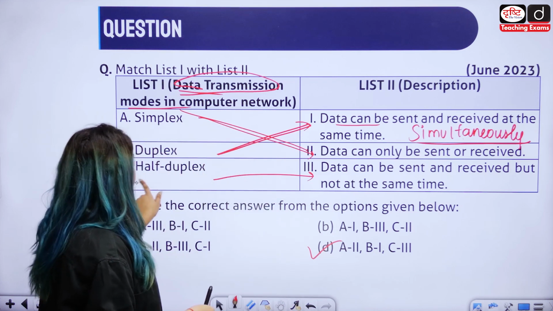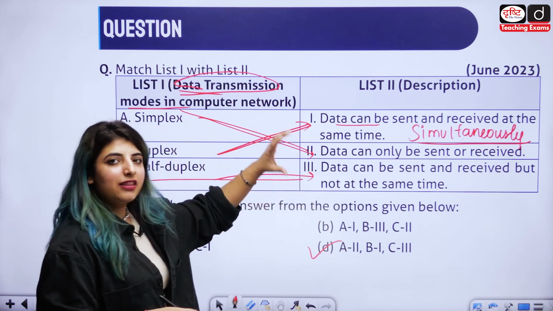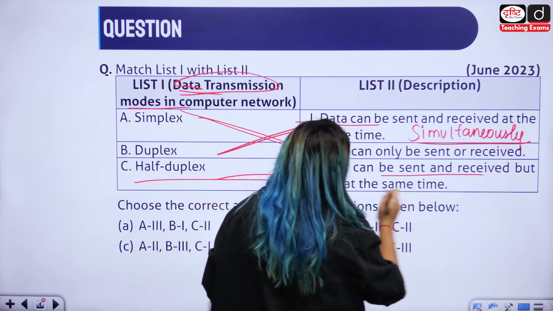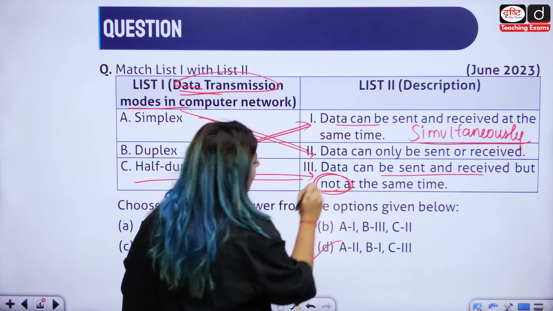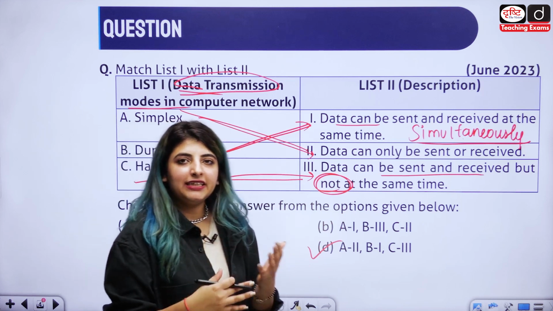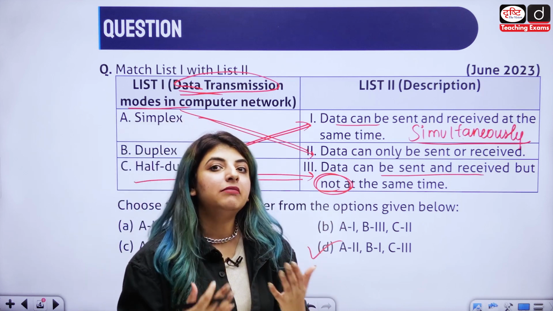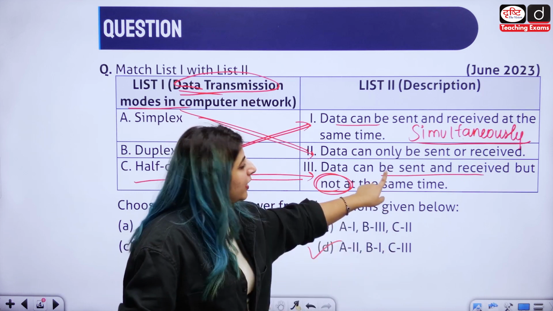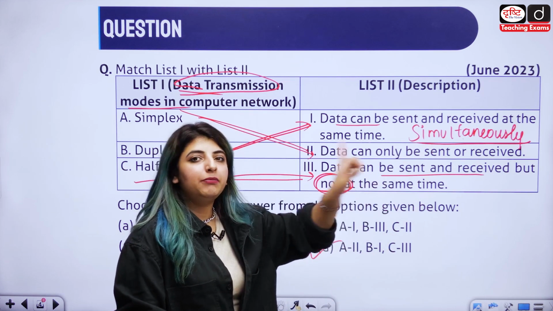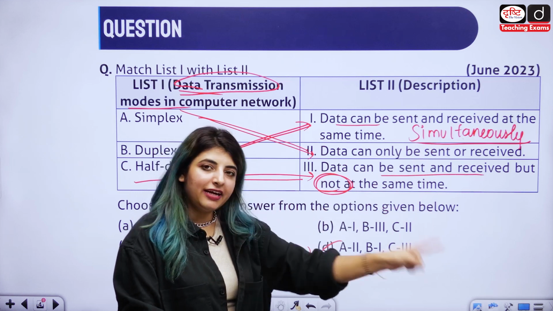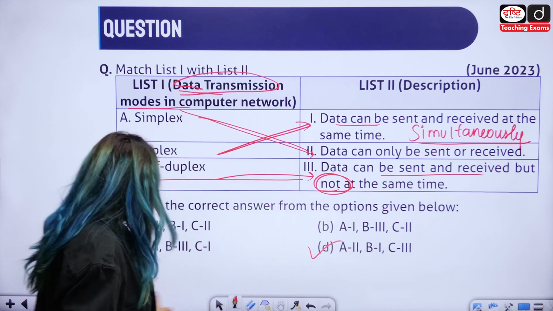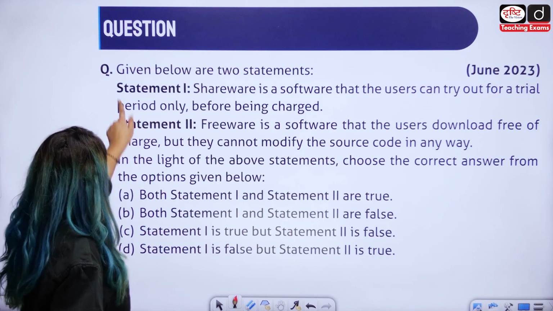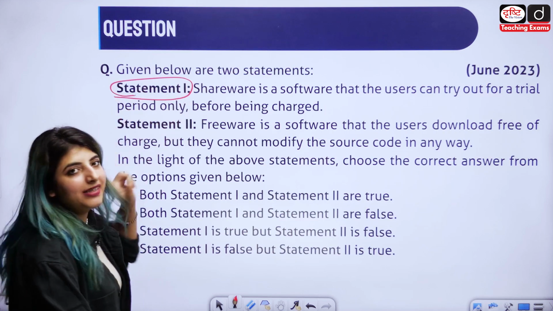Correct? Then we have half duplex, which is the amalgamation of simplex and duplex, where data can be sent and received but not at the same time. There will be no simultaneous exchange over the network of the data that you want to send. You can either send it or you can receive it, but not at the same time. At one time only send will happen, at one time only receive will happen. Correct? So that's that.